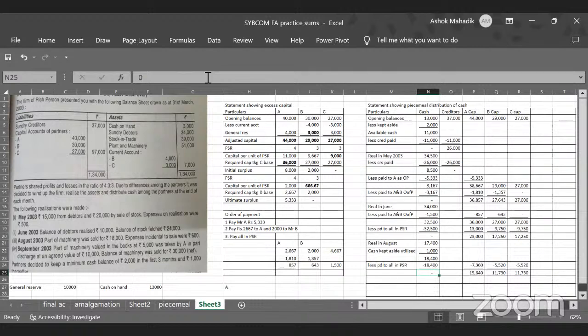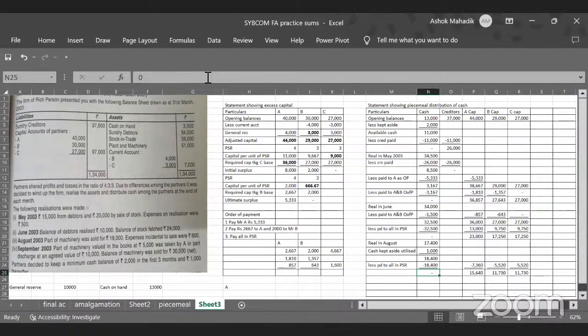The cash balance which was kept aside, now 1,000, even that we will use here. Clear? So in September, how much did we realize? Part of the machine valued in books at 5,000 was taken by A in part discharge at an agreed value of 10,000. So the machine realized, you have to consider as 10,000. Its book value was 5,000, but A took it for 10,000. So you consider this as sold for 10,000.